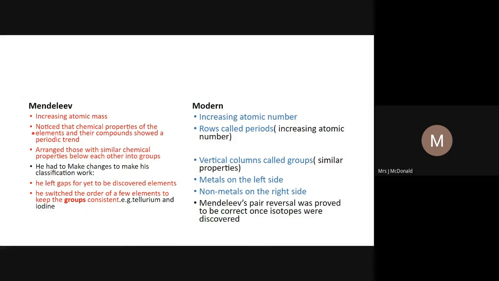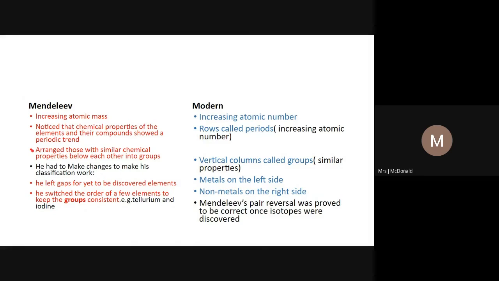Mendeleev noticed that chemical properties of the elements and their compounds showed a periodic trend, so they changed every so often. The modern periodic table is arranged in rows called periods with increasing atomic number. And at the end of a period, a new shell is formed, so it is a different property.